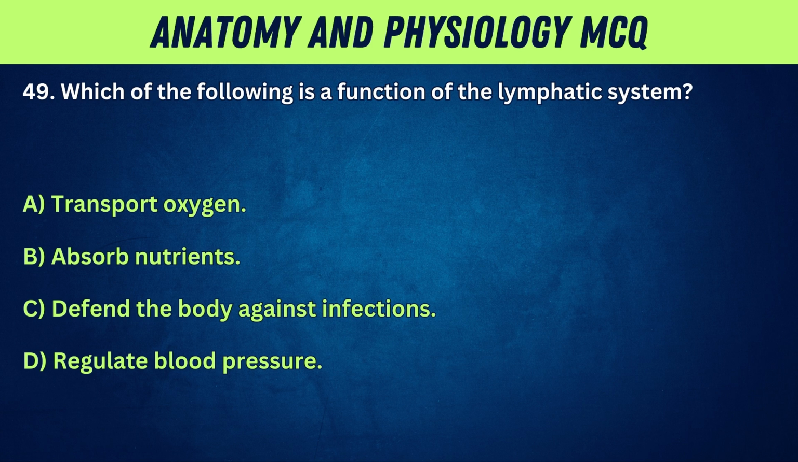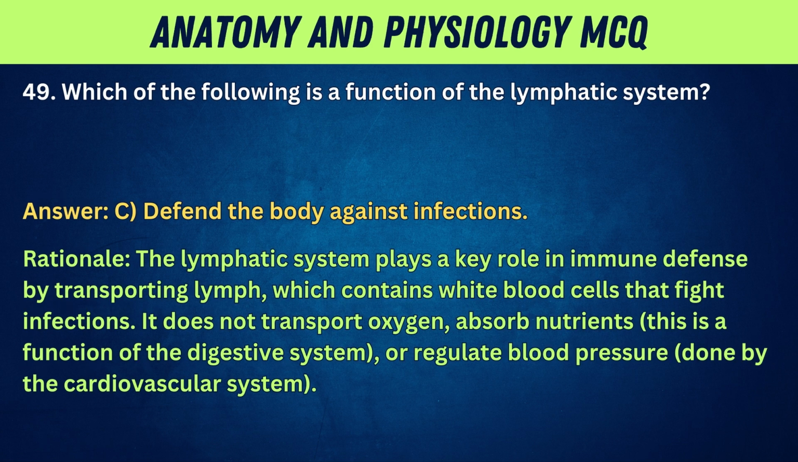49. Which of the following is a function of the lymphatic system? A. Transport oxygen. B. Absorb nutrients. C. Defend the body against infections. D. Regulate blood pressure. Answer: C. Defend the body against infections.